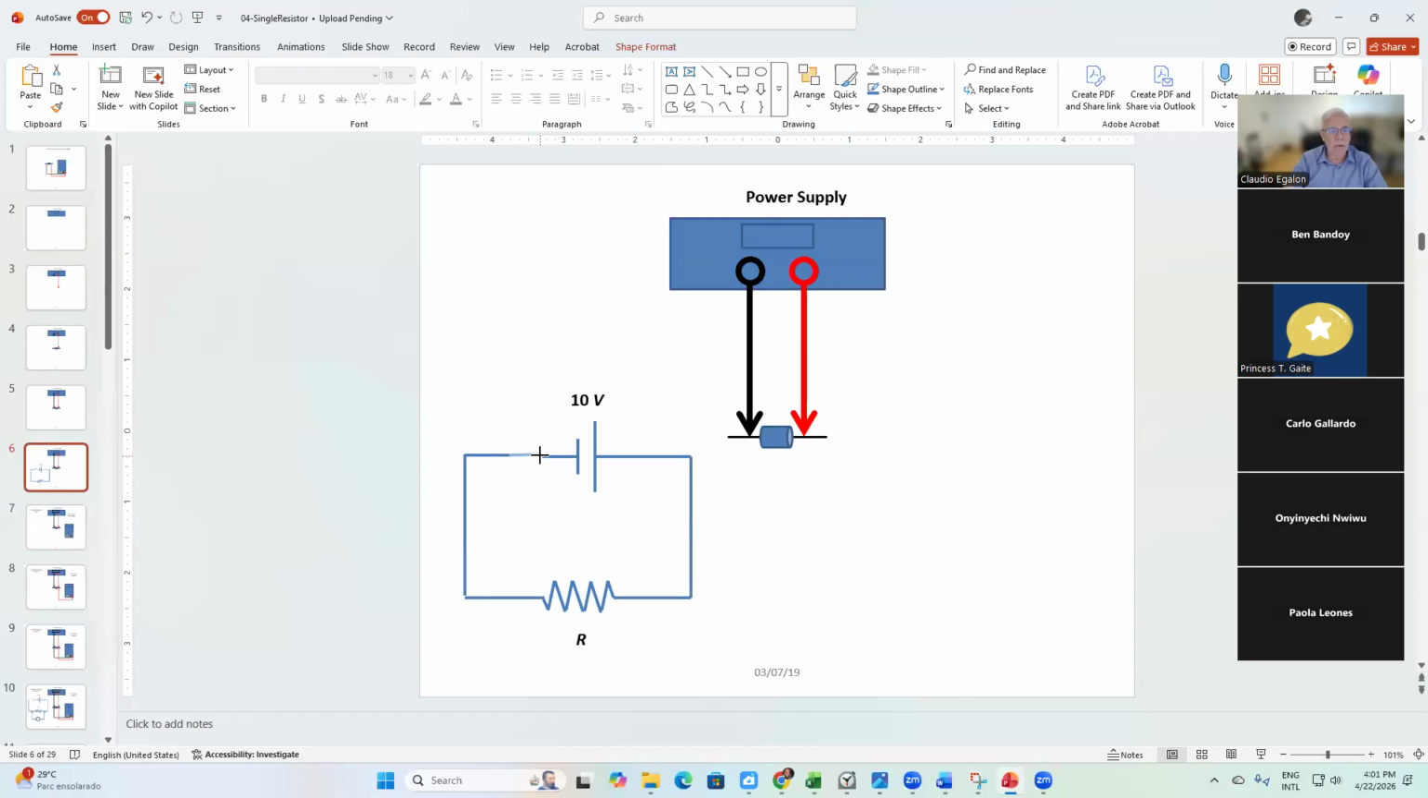Okay, let's close the switch. Here you go. Now the current should be flowing through this circuitry.